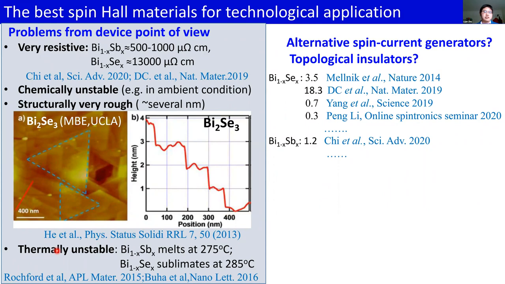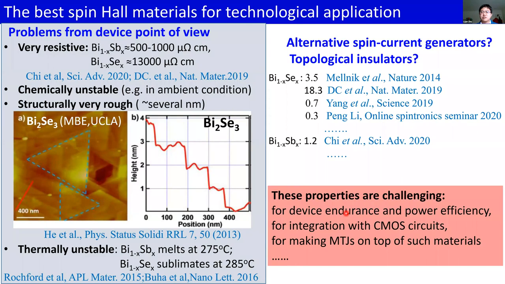In addition, these materials are semi-unstable. For example, bismuth antimony melts at 275 C, which is too low for integration with CMOS circuits. And bismuth selenide sublimates at a similar temperature, as reported by Borja in his paper. So these properties are very challenging for device endurance and power efficiency, for integration with CMOS circuits, and for making MTJs on top of such materials.